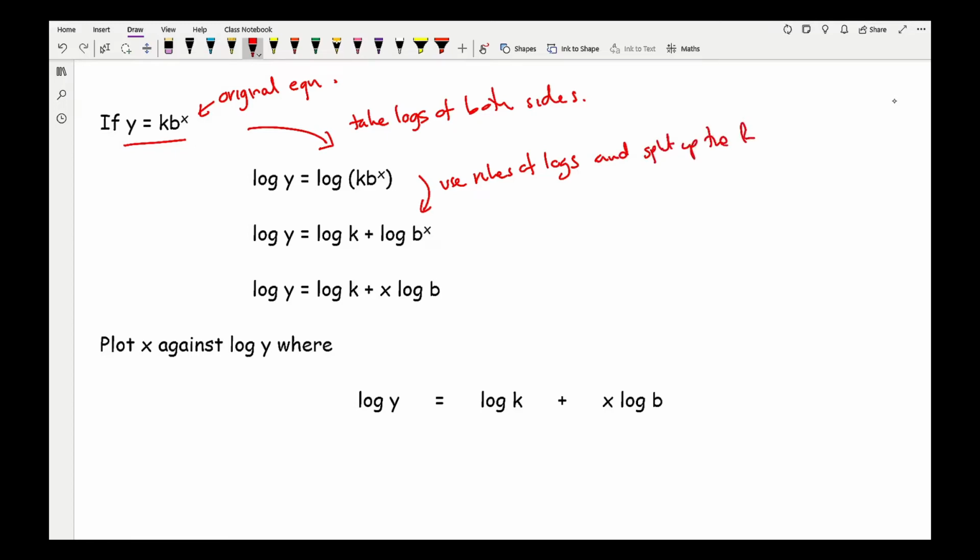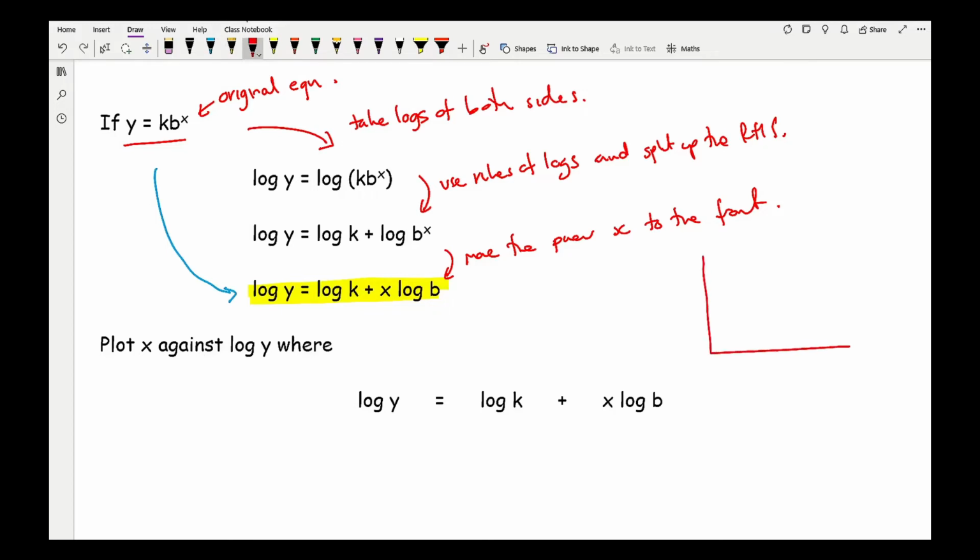the right hand side, and then from there what I can do is move the power x to the front. And what you've got then is this exponential graph that you've now converted into a linear equation, and this is something that we then need to work on to find the values of the constants k and b. So typically when we have a graph, and again typically I'll plot x against y.